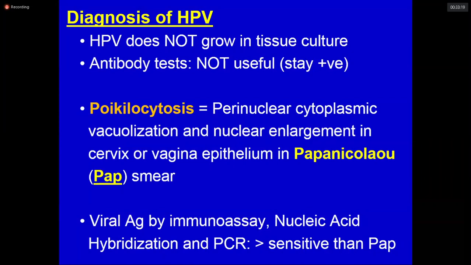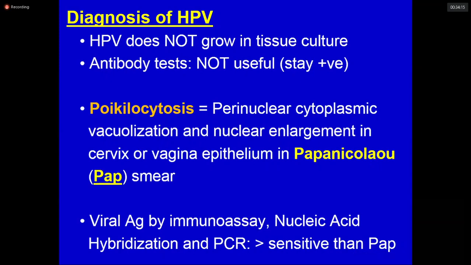Diagnosis of HPV: this virus cannot be grown in tissue culture. Antibody test is not useful, as it stays positive. It can lead to poikilocytosis. What is poikilocytosis? Cells of different shapes. You get perinuclear cytoplasmic vacuolization, vacuoles. You get a nuclear enlargement of the cells in the cervix or vagina. And this can be detected in pap smear. You know pap smear from your pathology. Papanicolaou smear it is called.